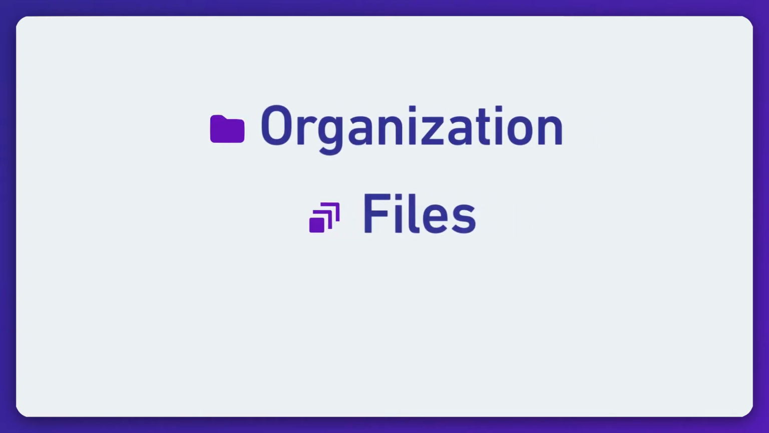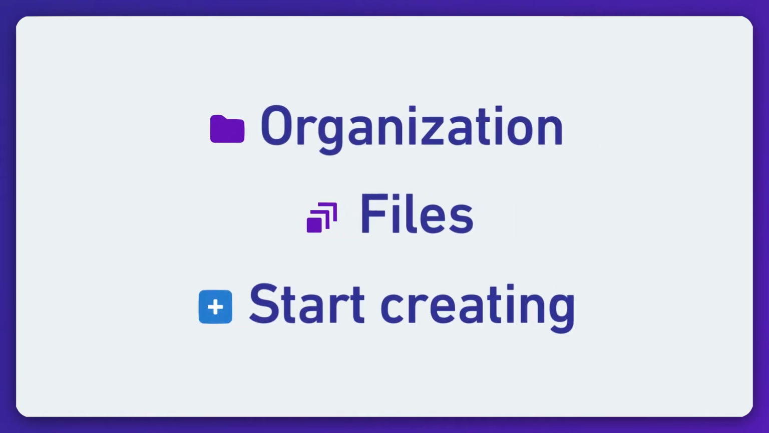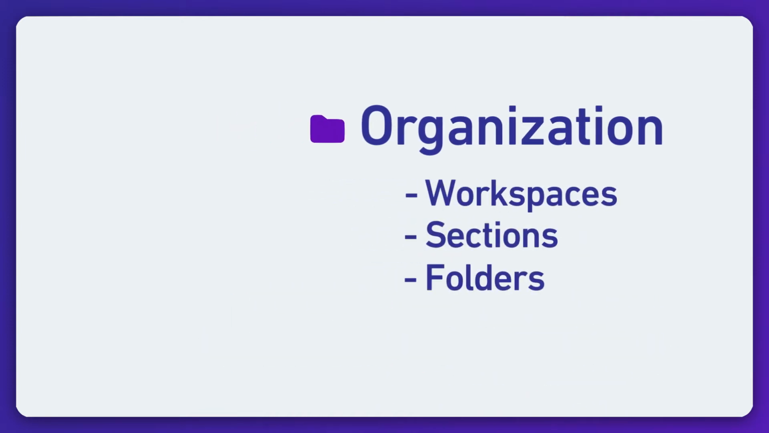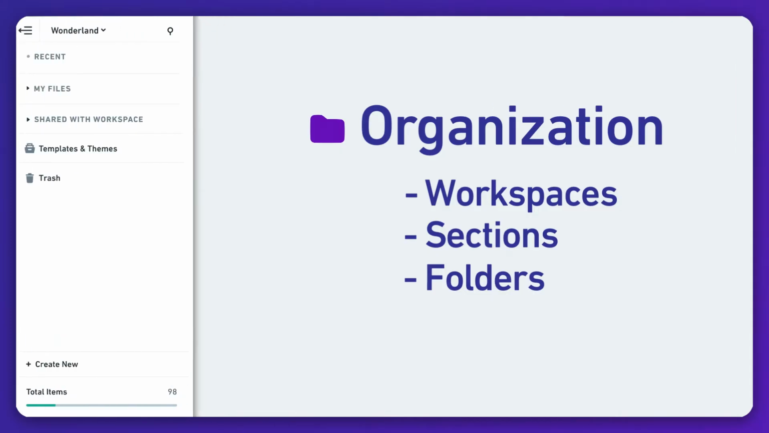Do all the things you'd normally do on paper or a whiteboard, and more. This video will introduce you to the most important parts of Whimsical, so you can start creating right away. In Whimsical, your content is organized in layers to keep your work in the right places and share it with the right people. The layers, from top to bottom, are workspaces, sections, and folders. You can be a member of multiple workspaces and navigate between them here.